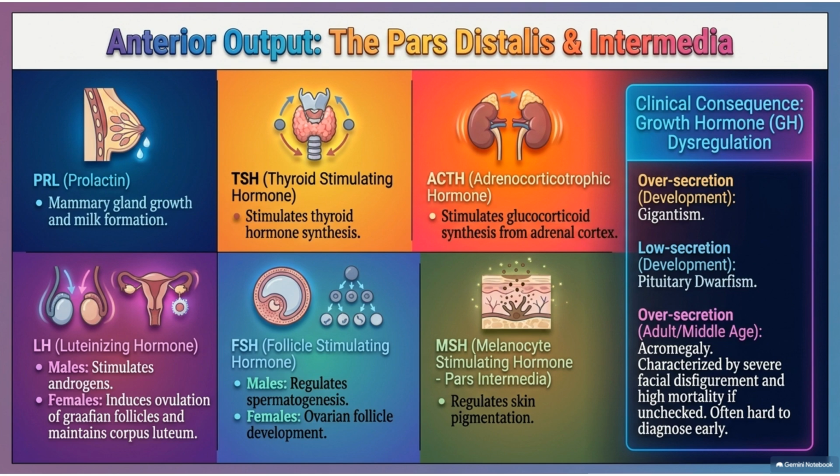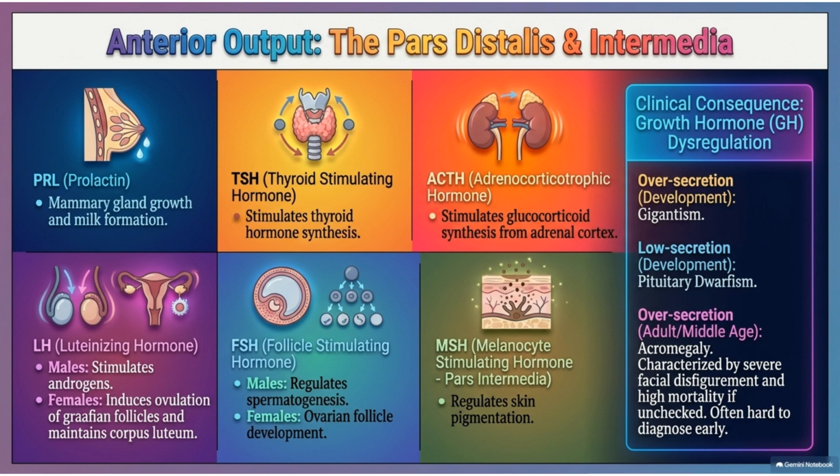Prolactin, PRL, regulates growth of mammary glands and regulates formation of milk in mammary glands. TSH stimulates synthesis and secretion of thyroid hormones from the thyroid gland. ACTH stimulates synthesis and secretion of glucocorticoids from the adrenal cortex. LH and FSH are gonadotrophins, stimulate gonadal activity. Therefore, they are called gonadotrophins. In males, LH, the luteinizing hormone, stimulates synthesis and secretion of androgens from testis. FSH plus androgens regulate spermatogenesis.